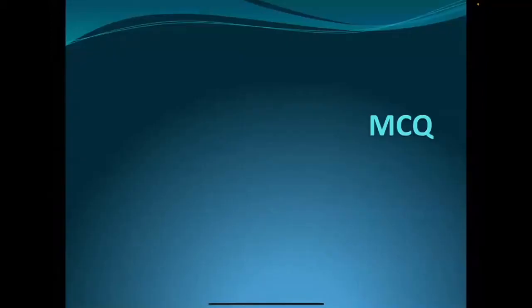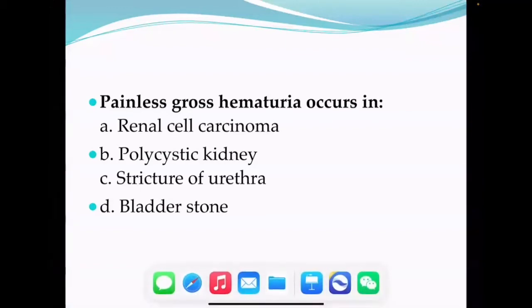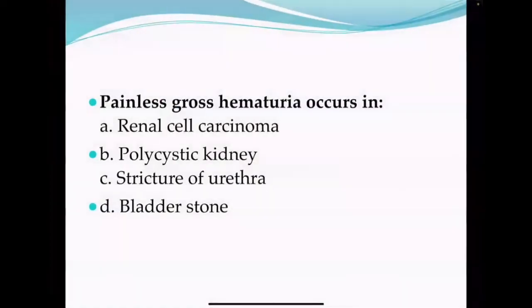Okay, now let's see the MCQs. Please solve it, guys. So painless gross hematuria is found in RCC, right? No doubt. Stricture urethra is painful, maybe no hematuria at all, bladder stone painful, polycystic kidney disease, just when the cyst rupture there is a pain. But RCC is clean, painless hematuria. This one.